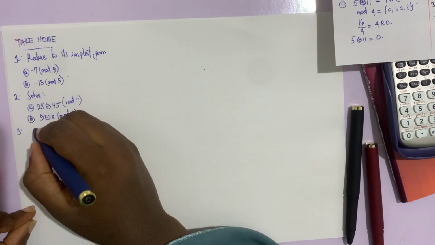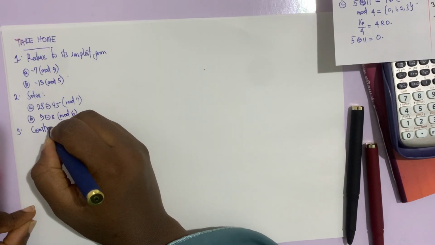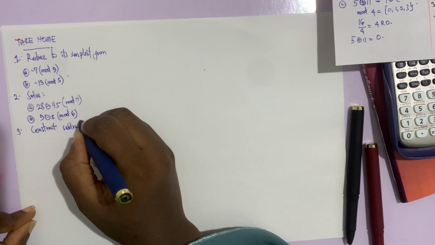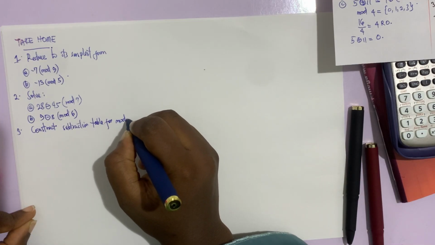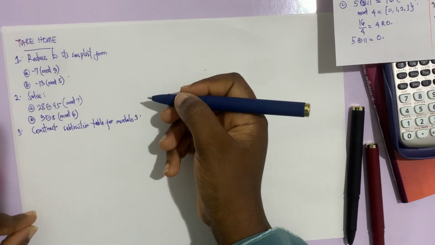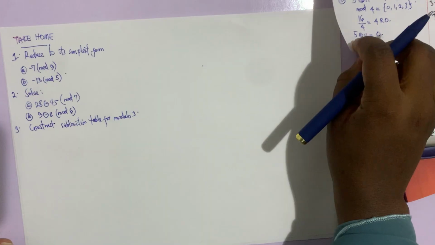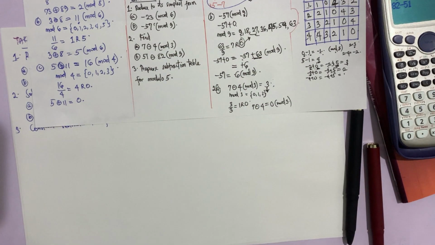Question 3. Construct a subtraction table for modulo 3.